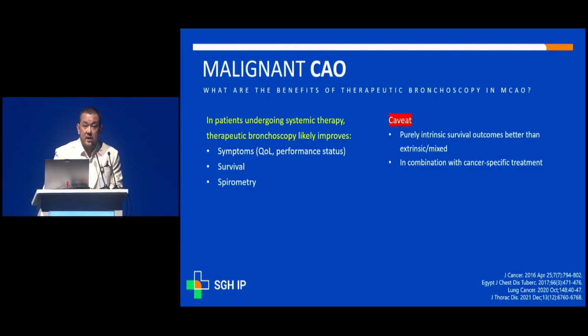As an interventional pulmonologist, we always wonder what the benefits of therapeutic bronchoscopy in malignant CAO are, and what's the data. In patients undergoing systemic treatment, therapeutic bronchoscopy likely improves symptoms, survival, and spirometry, which is not so important, the last one, because it's not really patient-centric. But the caveats are that in terms of survival, it appears that patients with purely intrinsic obstruction have better survival outcomes as compared to extrinsic or mixed. And bear in mind that these treatments must be given in combination with cancer-specific treatment.